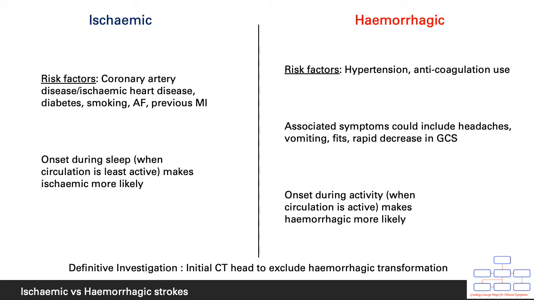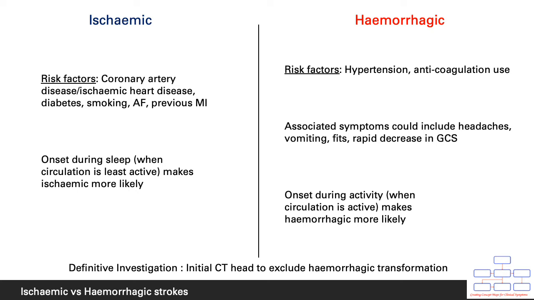So in assessing risk factors in your history taking, a simple past medical history, social history, and drug history will be able to shed more light on which strokes will be more likely in your patient. Risk factors for ischemic strokes would be ischemic heart disease, previous MI, diabetes, smoking, AF, whilst a patient with uncontrolled hypertension or on anticoagulants should raise your suspicion that this could be a hemorrhagic stroke.